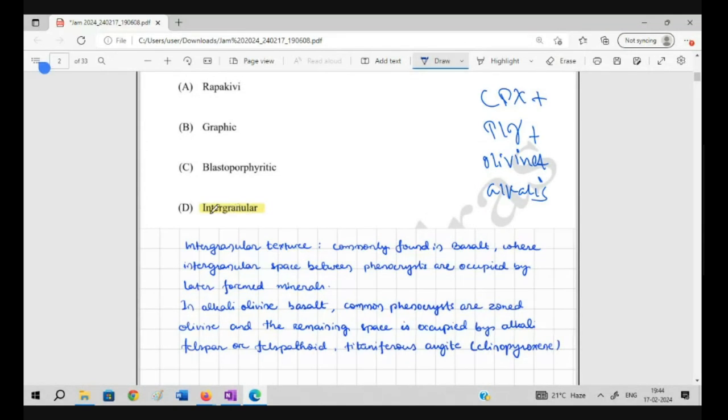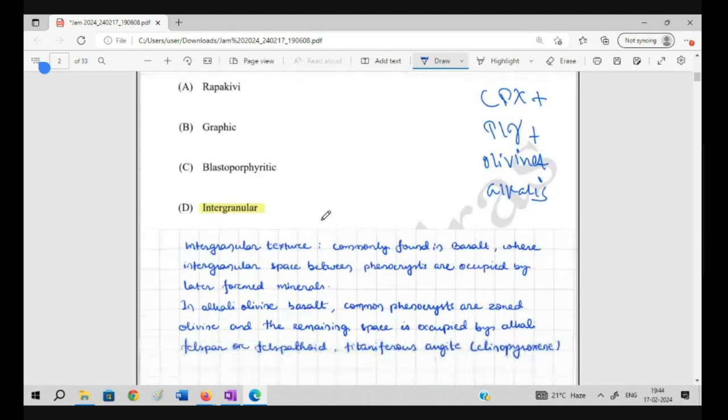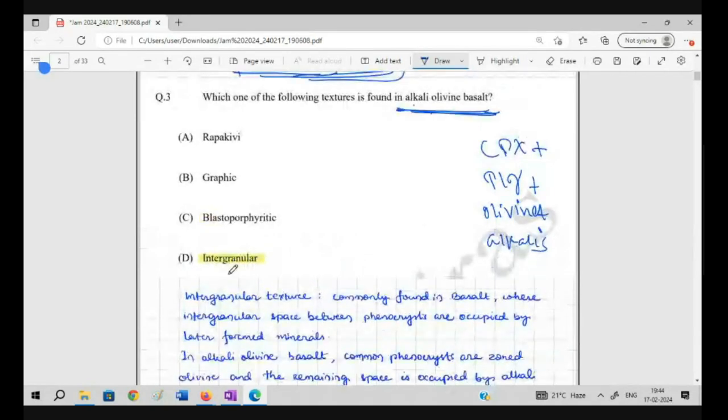But only this one, the intergranular texture, is found in basaltic rocks. Okay, and here you can see the space between the phenocrysts is occupied by the later minerals, maybe pyroxene. That is, olivine, pyroxene, this type of minerals occupying the space. Okay, so the correct answer will be the intergranular texture. By the elimination method also you can solve this question, because options A, B, C are associated with granitoid rocks, and only this one is associated with the basaltic rocks.